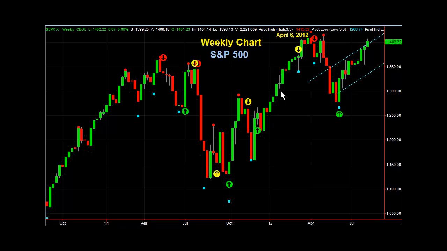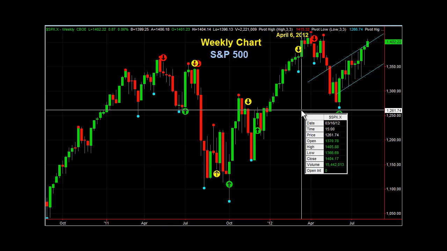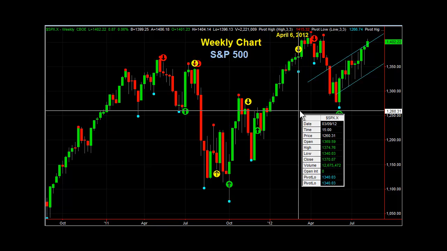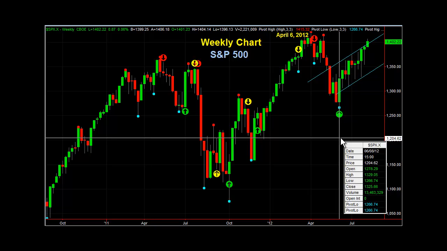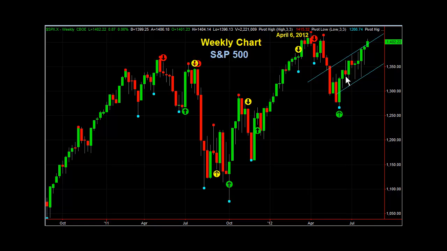had a little pullback and then straight up. It went neutral on the 9th of March 2012, and then went short on April 6, 2012, caught that whole move down, and then went long again on the 8th of June, and it's still long in a long-term uptrend.